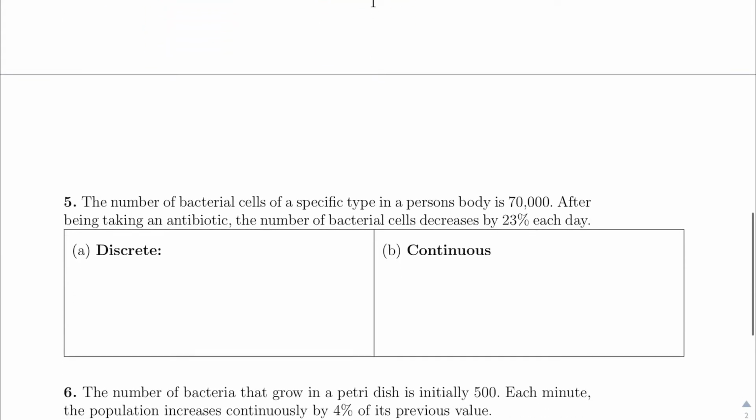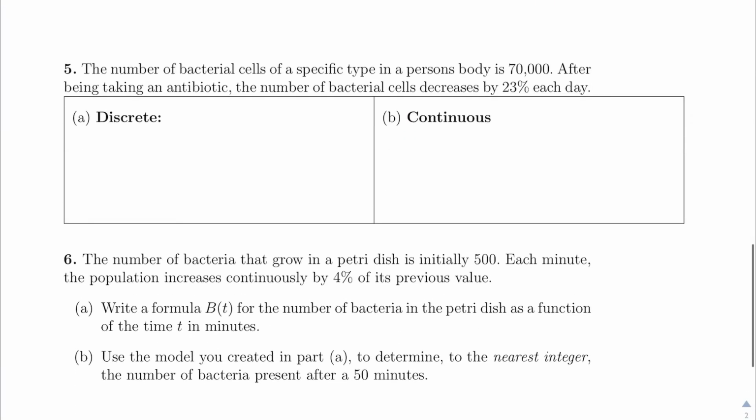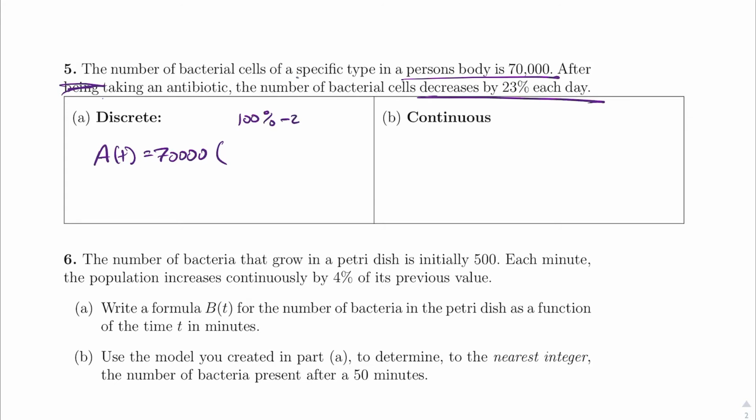For question 5, very similar. This one is going to be the number of bacterial cells of a specific type in a person's body is 70,000. After taking an antibiotic, the number of bacterial cells decreases by 23% each day. So that'd be something like A of t is equal to, it would be 70,000 on the first day, and then here we'd say 100% minus the 23% that we're losing.